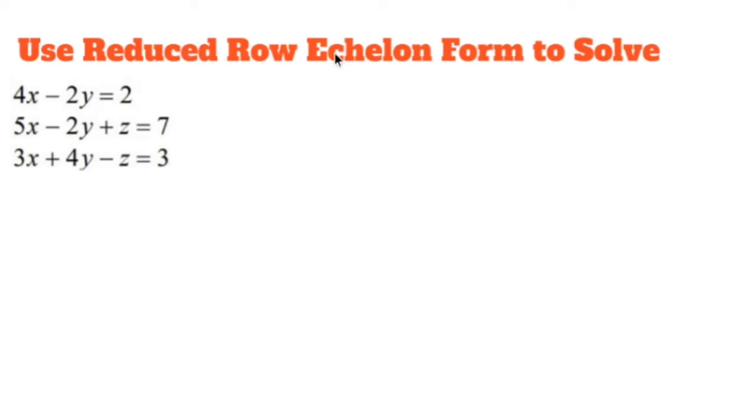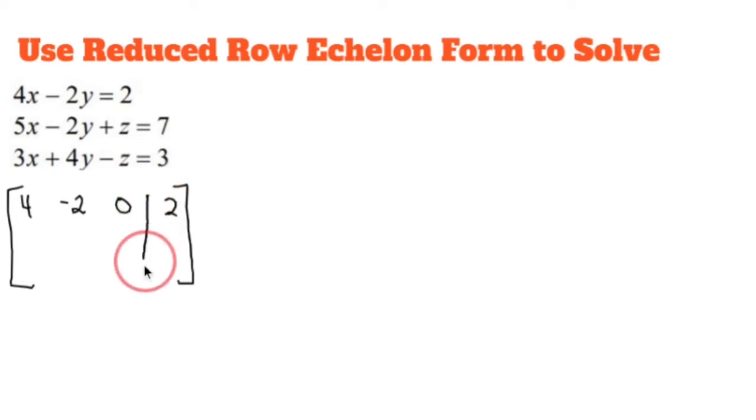Use reduced row echelon form. Friends, this is gross, but let's set it up. What you do is you write out your own version of a matrix using the coefficients in order. So for -2, there's no z, so 0, 2.